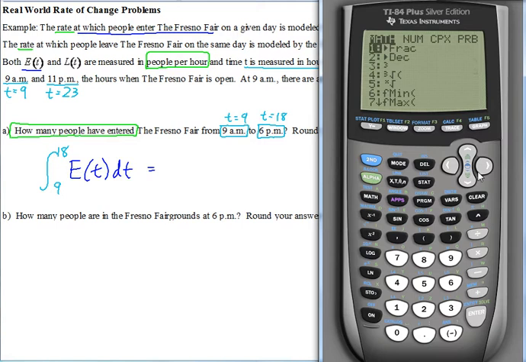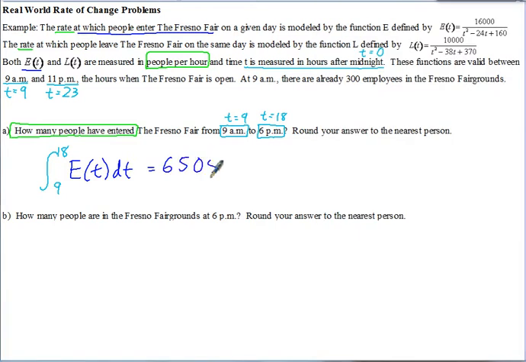And to integrate, go math, number 9, function integrate. And we're integrating E of t, which was our y1. So variables, y1. And then comma, the variable is x, comma, lower limit 9, comma, upper limit 18. And we get 6,505.179. Now normally it would be accurate to 3 decimal places, but we're dealing with people here, and it says round to the nearest person. We can't have a decimal per person like we can other things that we measure. So we wouldn't round up here, so it would be 6,505 people.